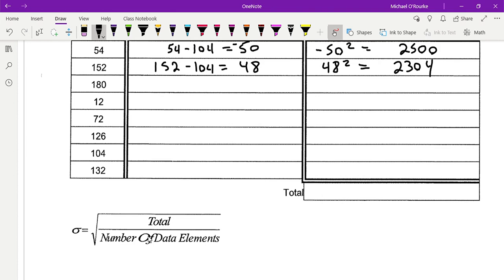Or the thumbs up. What is the square button? Square root? Or square? X to the 2 problem. Divide by the number of data points we have, which is 8. We have 8 data points. Add those numbers, correct. Add those up. Yep.